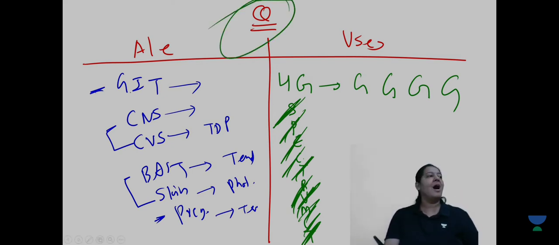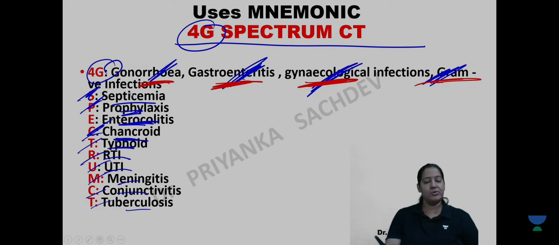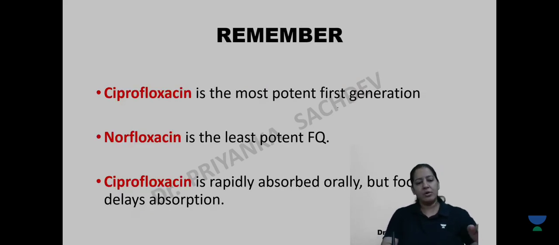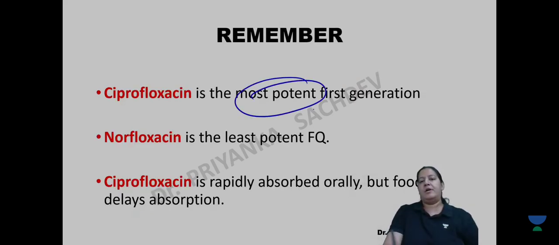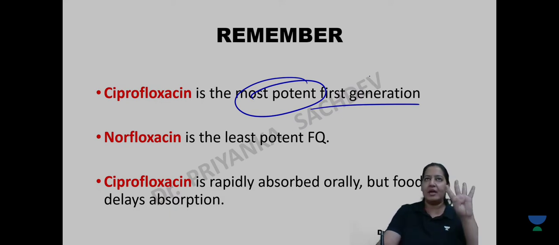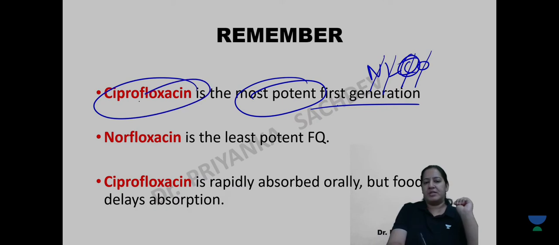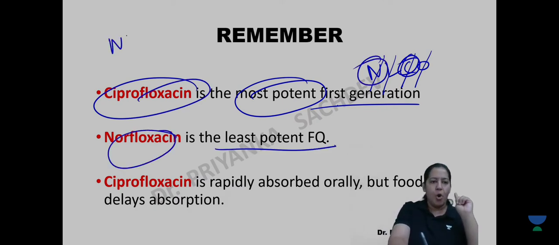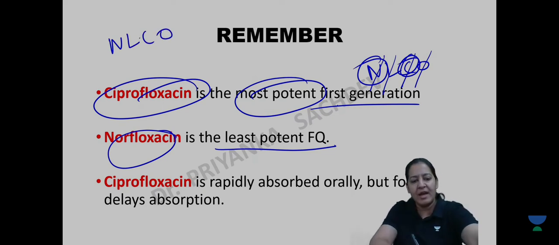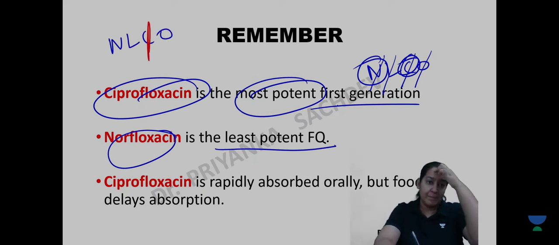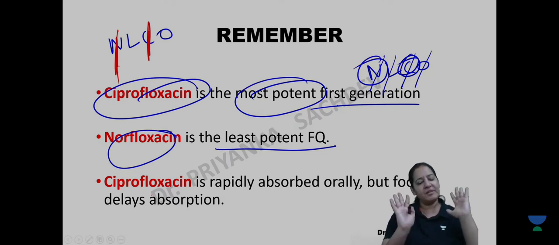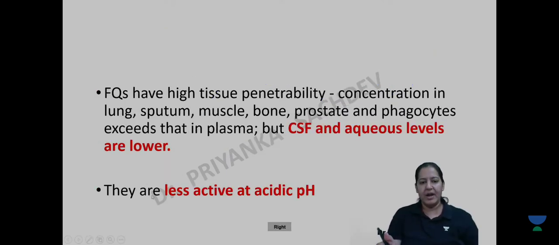Shall I proceed? Now there are some one-liners on which many MCQs come. I'm telling you all the one-liners. Now tell me which is the most potent among the first generation. In the first generation, I told you four: Nalco. If you remember, Norflox, Lomeflox, Ciproflox, and Oflox. So among the first generation, Ciproflox is most potent, right? And which is the least potent? Norflox is the least potent. So among Nalco, most potent is Cipro and least potent is Norflox. These are the two MCQs asked, right?